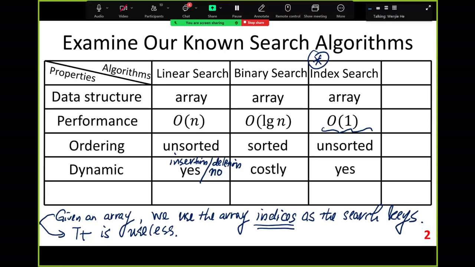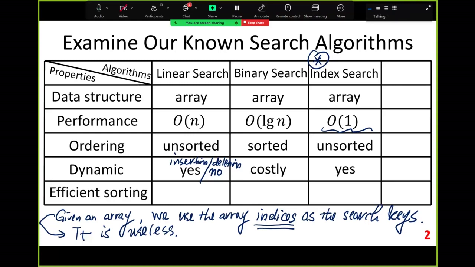Index search: dynamic, yes and no. Deletion, let's say yes, because given the index, you can do insertion and deletion very fast, right? But it has another big problem.